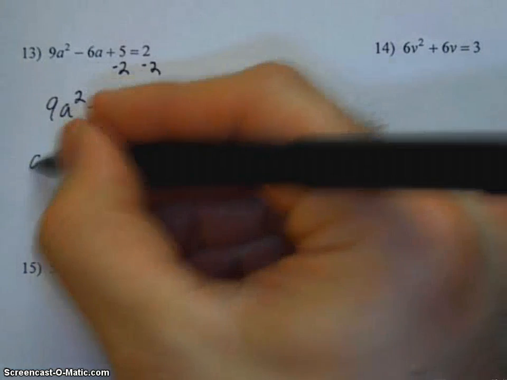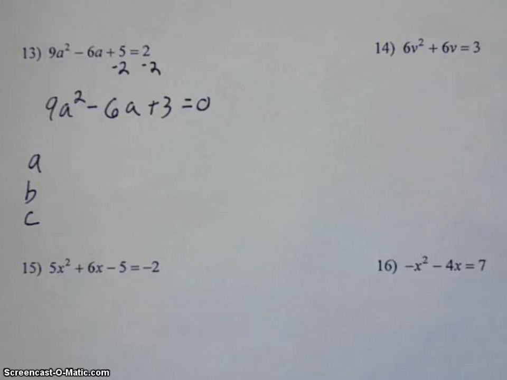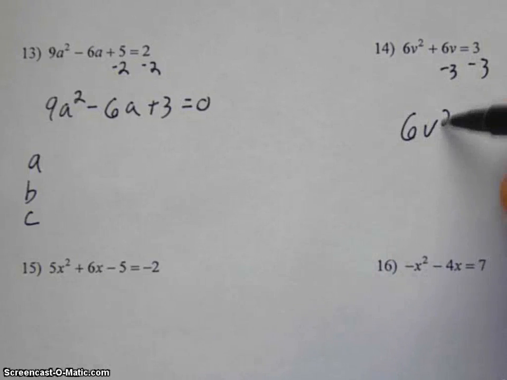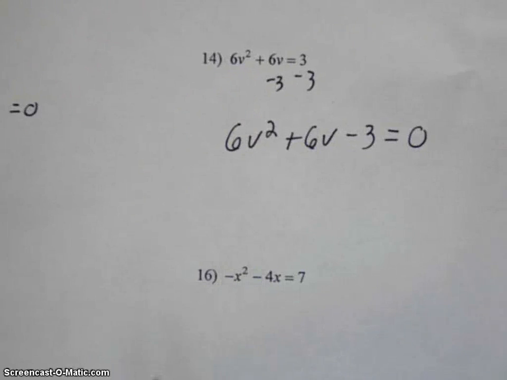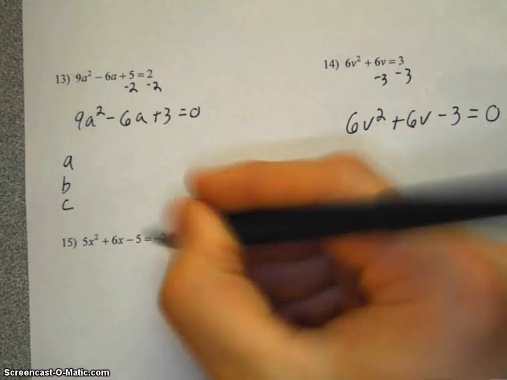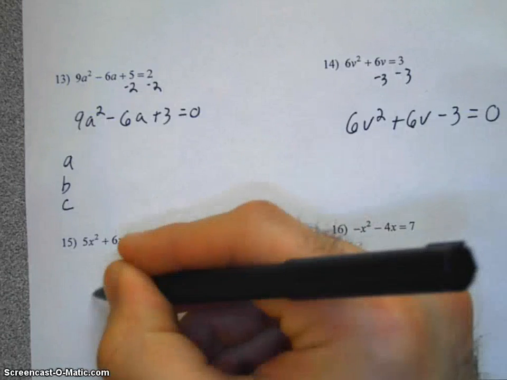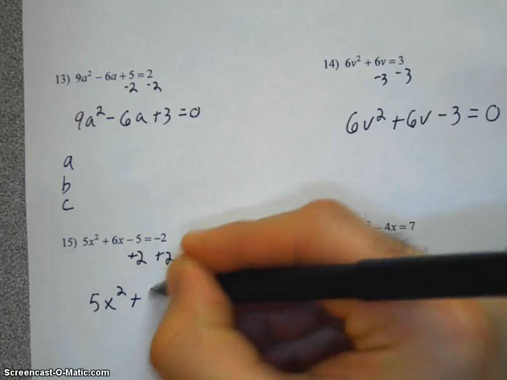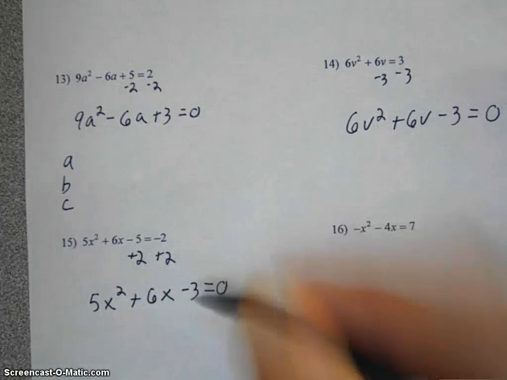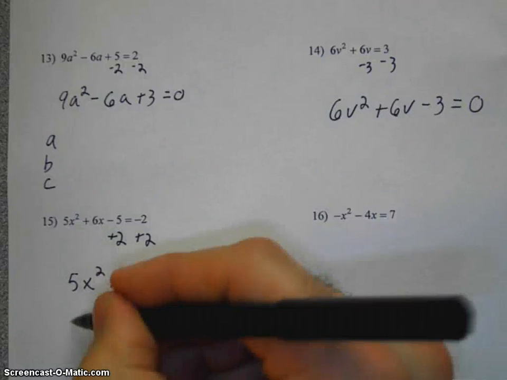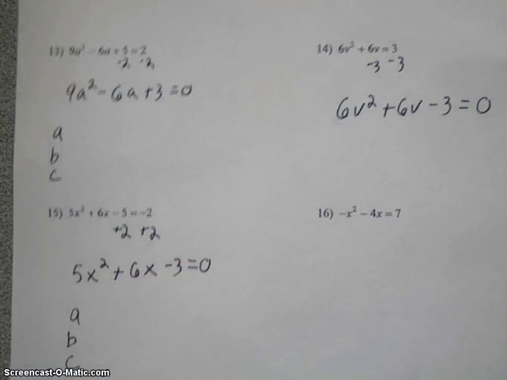Now I'm ready to find my a, b, c and plug it into the discriminant formula. Number 14, same way, subtract 3 from each side of the equation, leaving me with 6v squared plus 6v minus 3 equals 0. I'm all ready to find my a, b, c and plug it into the discriminant. Then 15, I can add 2 to each side, leaving me with 5x squared plus 6x minus 3 equals 0. Then I can find my a, b, c and plug it into the discriminant.